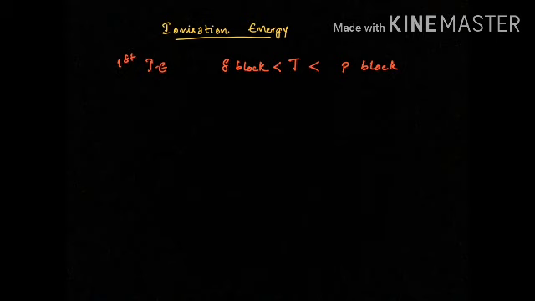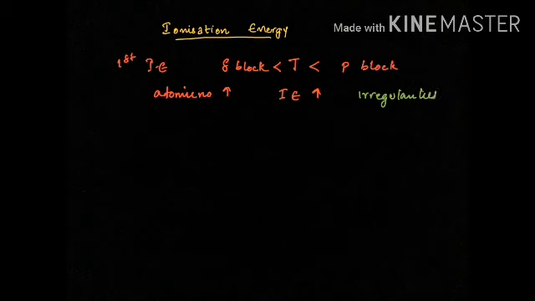When we take a particular transition series, with the increase in the atomic number, the ionization energy also increases. Some irregularities are there, but if we set those aside, the ionization energy is increasing. So we can check what the reason behind that is.